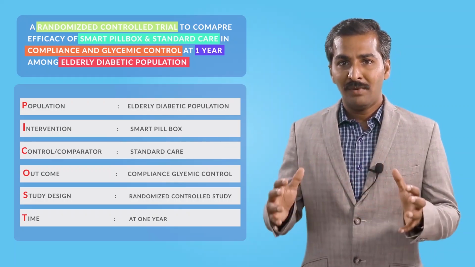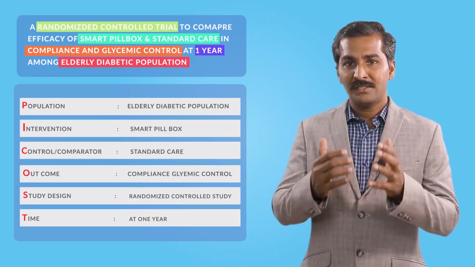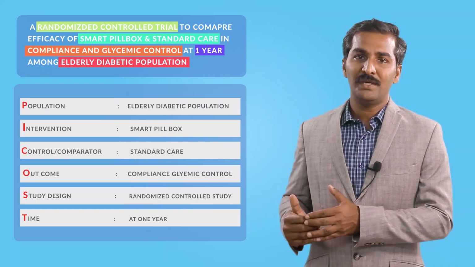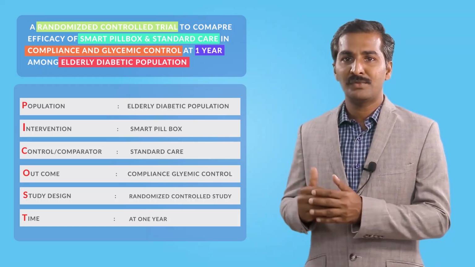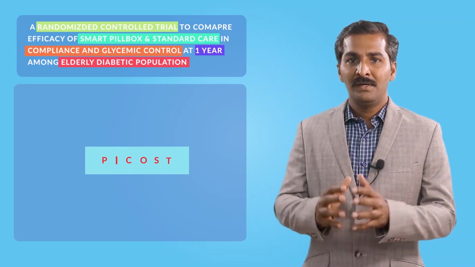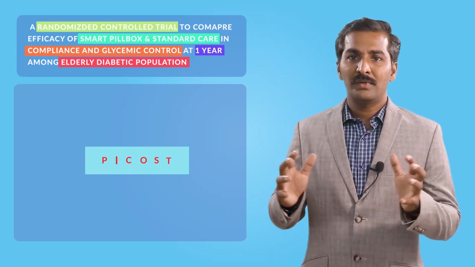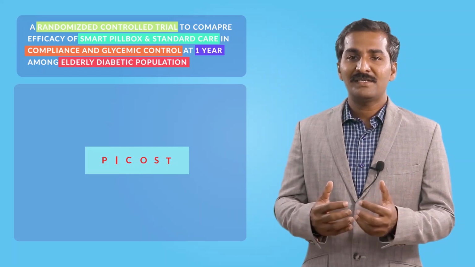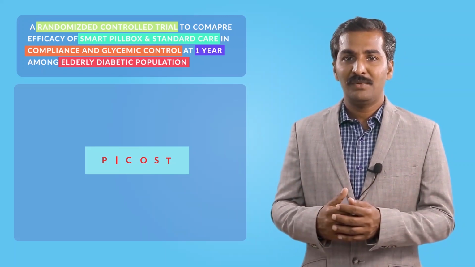So the bottom line is you have to list out the PCOST of your proposed study, and you try to stitch together all these components in a smooth way to get a good title. Let us look at one or two other examples.